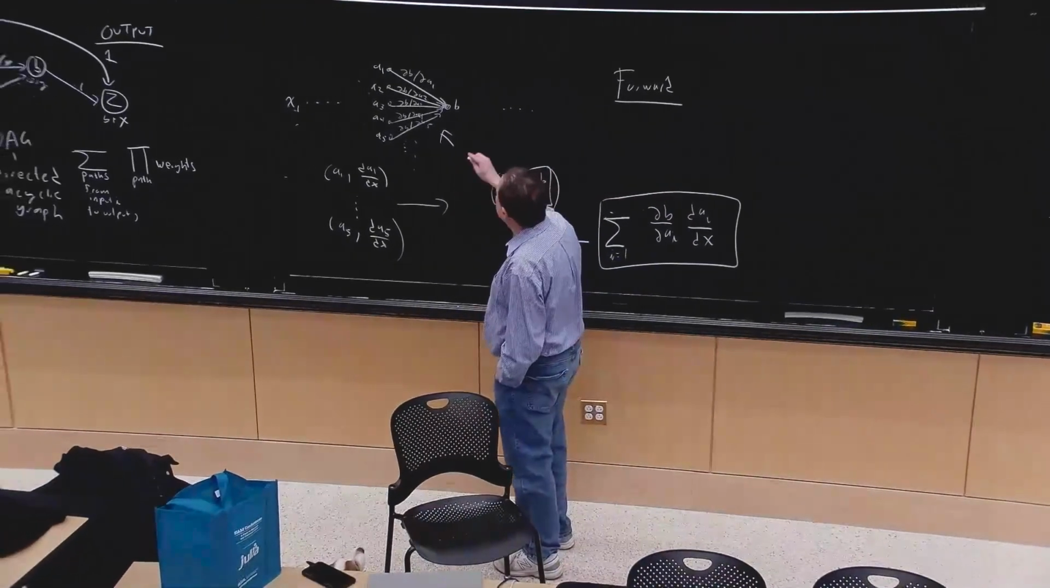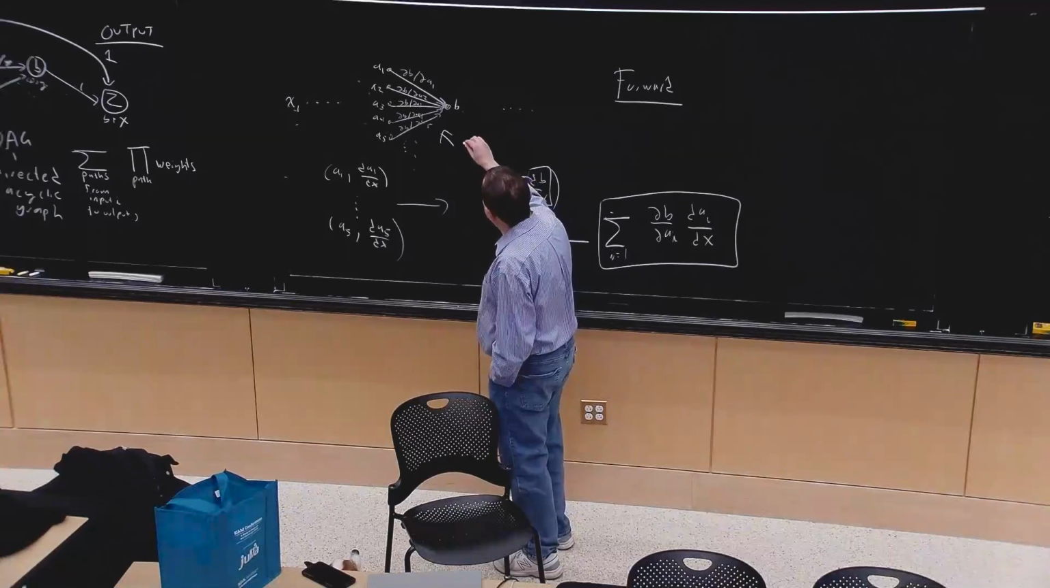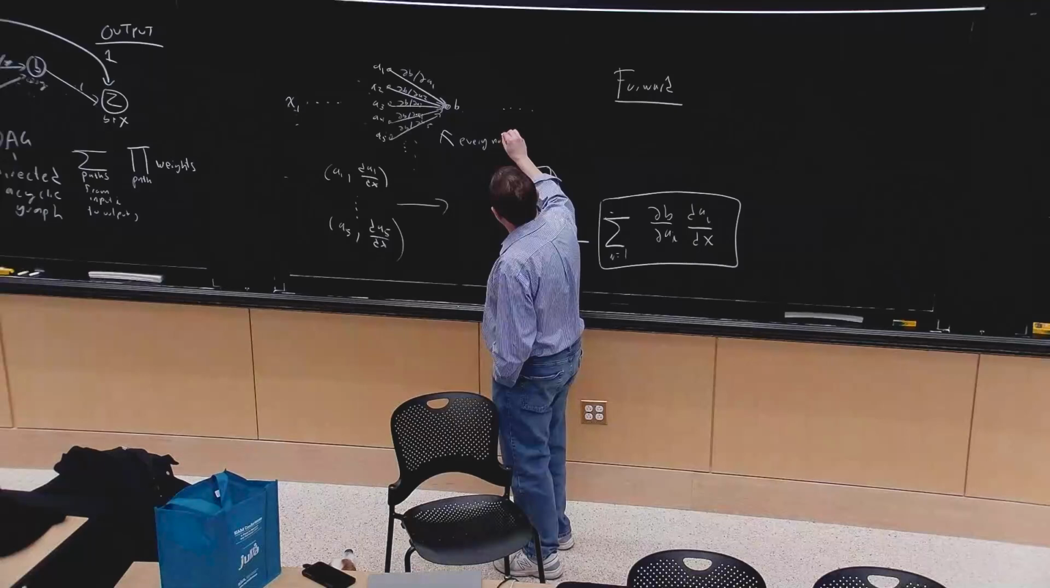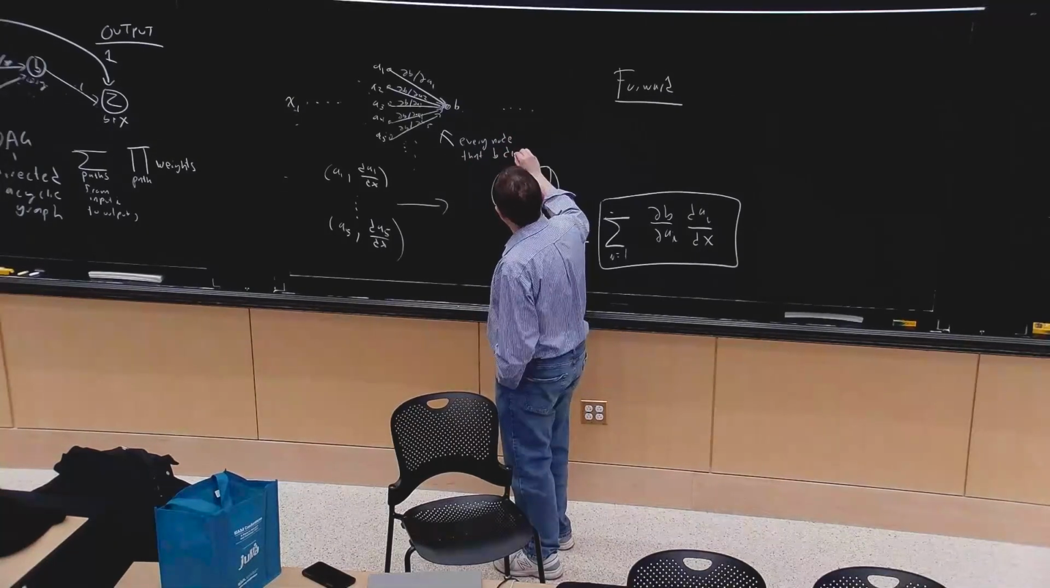All right, so here it's every node that b depends on.